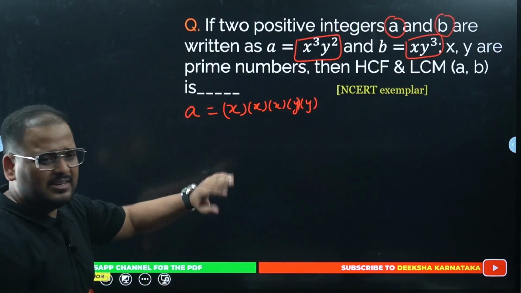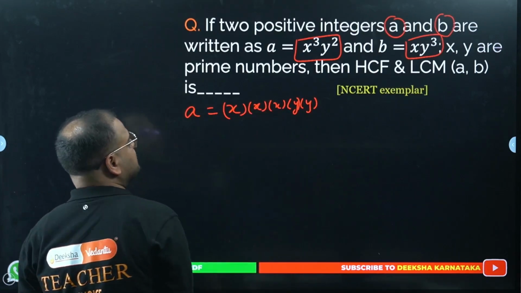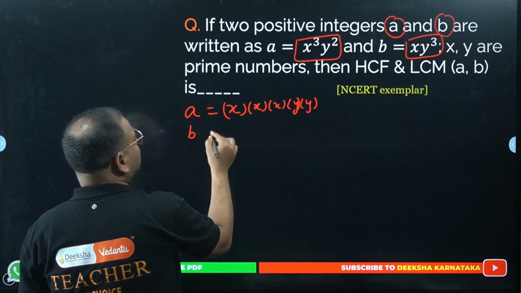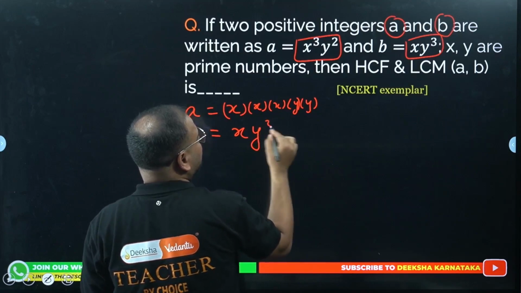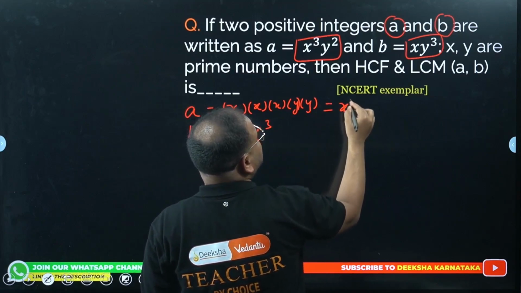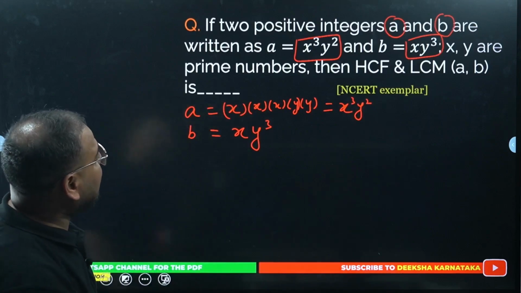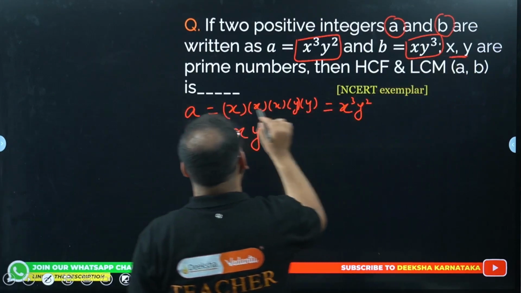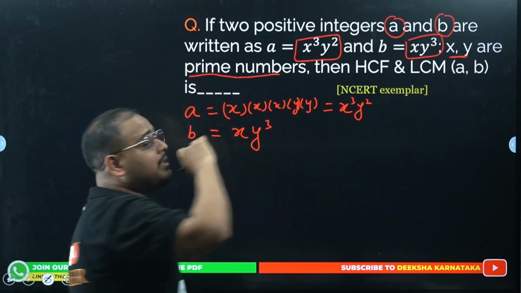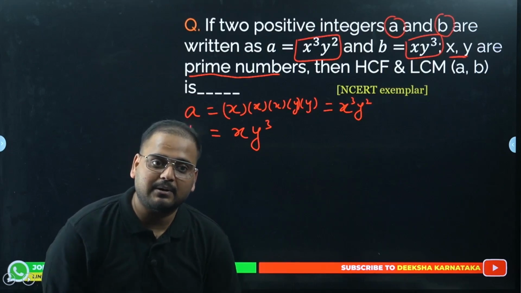I'll not do this for B, just to explain this. It means x is coming 3 times, y is coming 2 times. For B, I will not do the expansion, no need, just wanted to explain you. xy cube, this is x cube y square. Okay, x and y are prime numbers, very important. x and y must be prime numbers. Without x and y being prime numbers, we cannot justify our answer. x and y has to be prime numbers only.